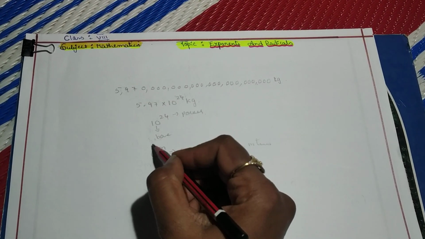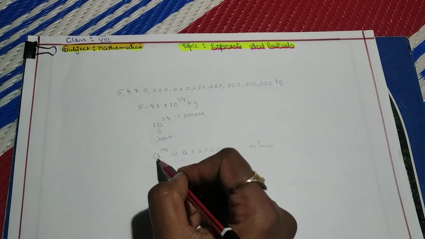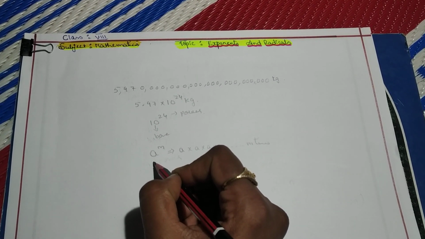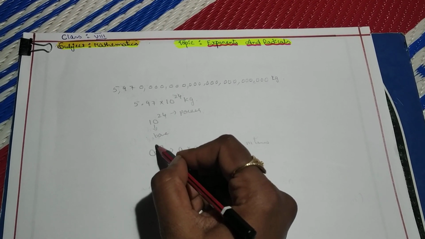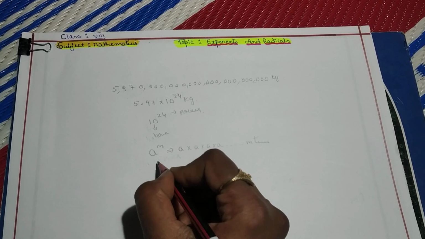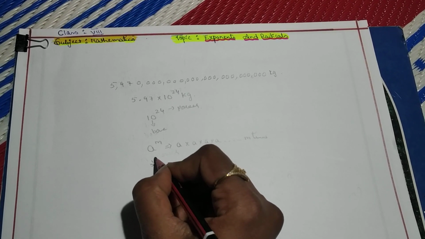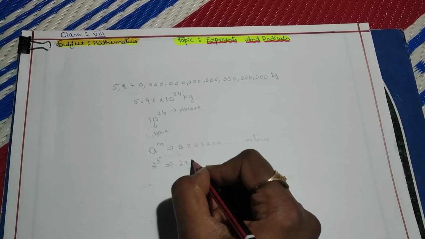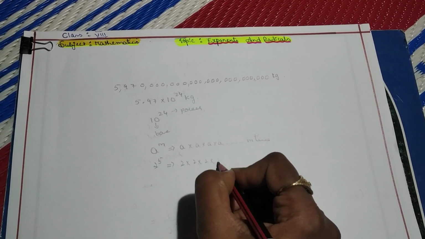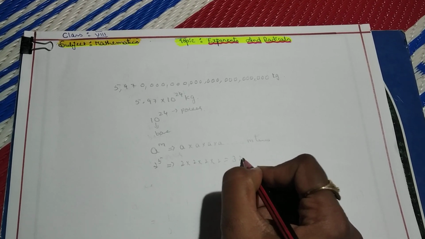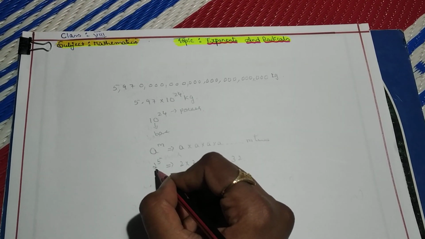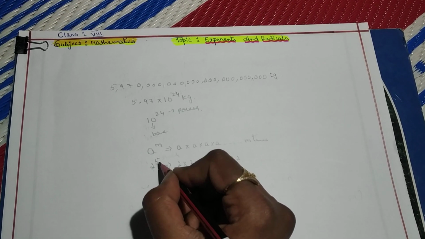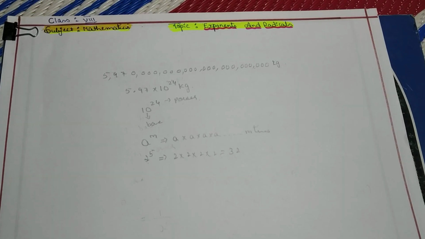It can be written in the exponential form, where a is said to be the base and m is said to be the power. Suppose I write 2 to the power of 5, we know that its value is 2 into 2 into 2 into 2 into 2, nothing but 32. Right, where 2 is said to be the base and 5 is said to be the power.